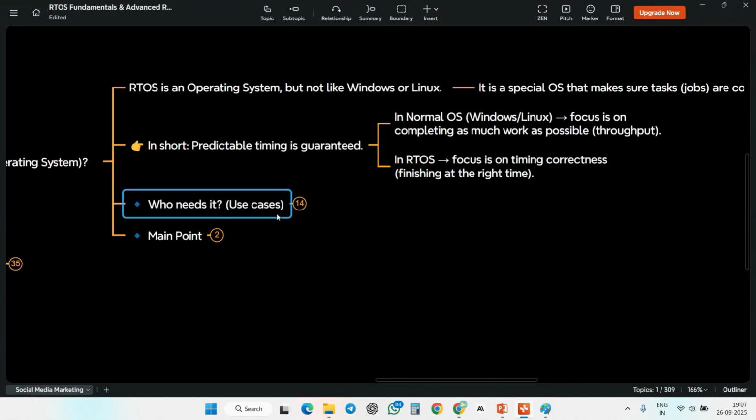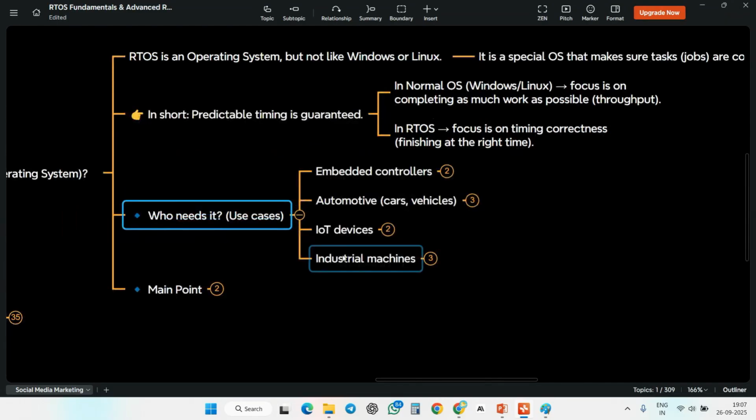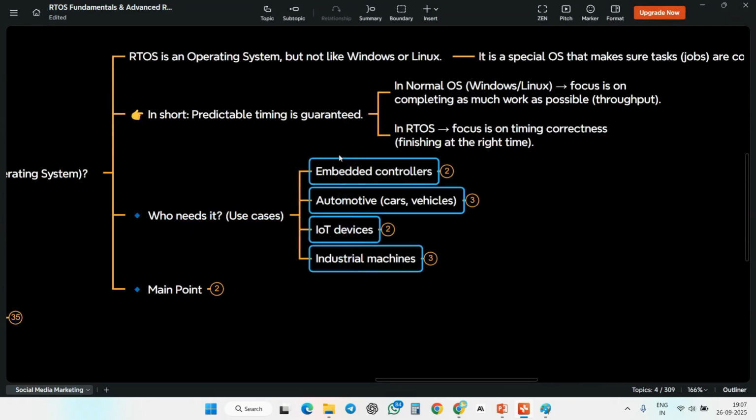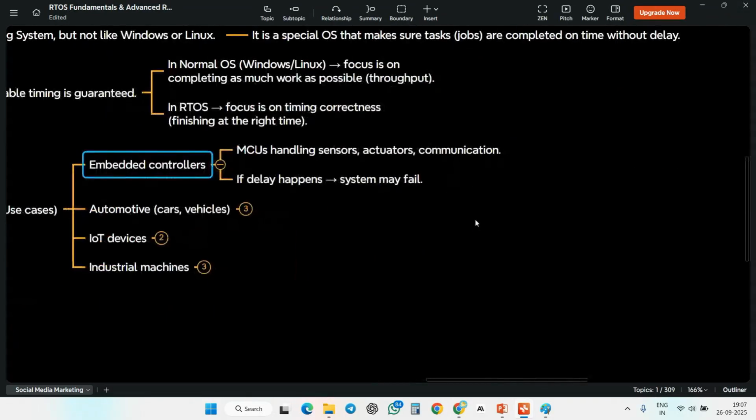And now we are going to see who actually needs this real-time operating system. We can use it in multiple applications like embedded controllers, automotive cars and vehicles, IoT devices and so on. First of all, embedded controllers. We can simply use it in a microcontroller.